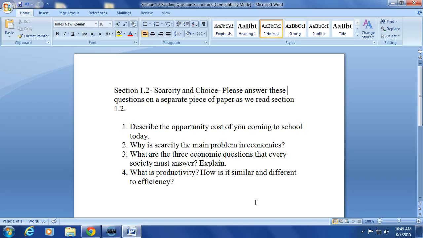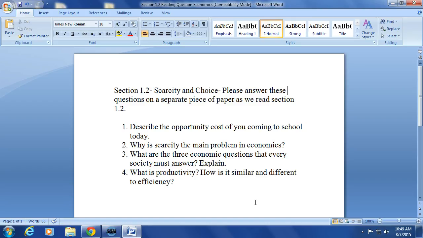So it says scarcity is the most basic problem of economics because it forces people to make decisions about how to use resources effectively. So basically there's a scarce amount of resources out there. How you are going to distribute those resources and how you're going to use those resources is the most basic problem of economics. The most basic problem of economics is scarcity, the fact that we can't all get everything that we want.